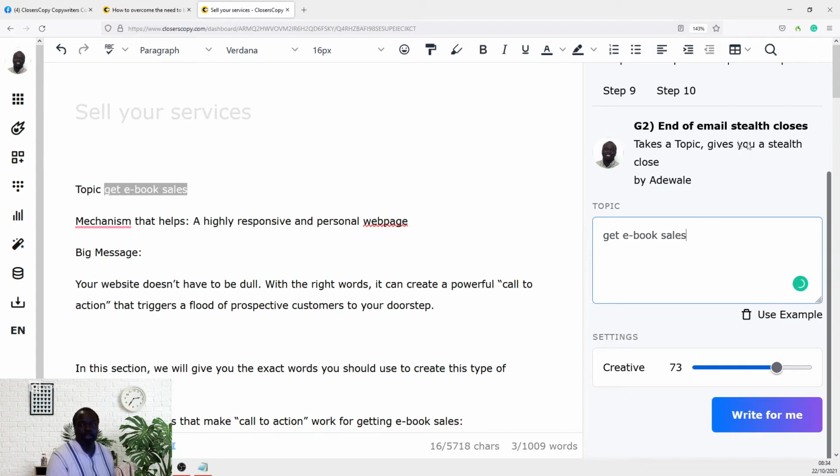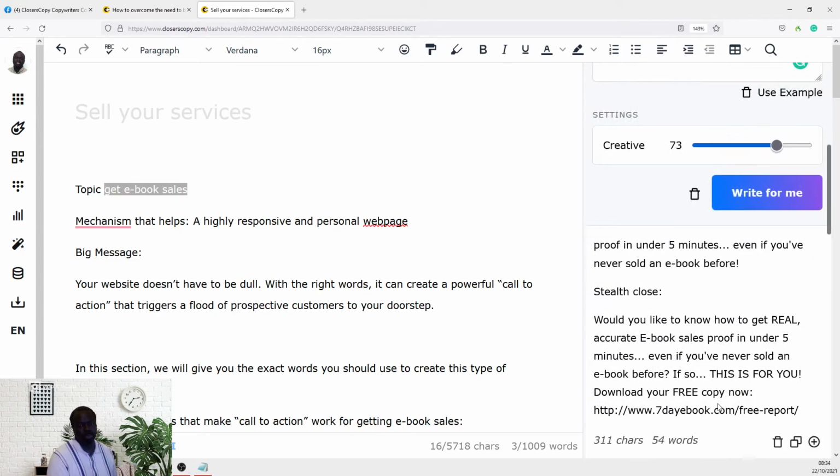So the end of email. This goes like when you have your PS. After you finish your email, you can just add a PS at the bottom of the email, and this leads to: would you like to know how to get real accurate ebook sales in under 5 minutes?